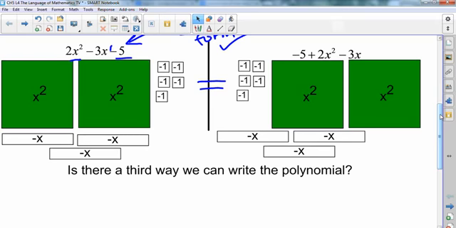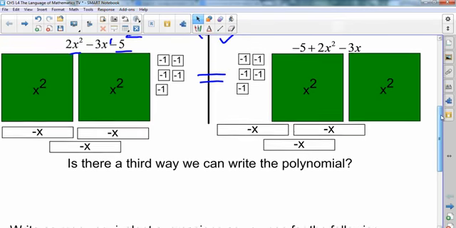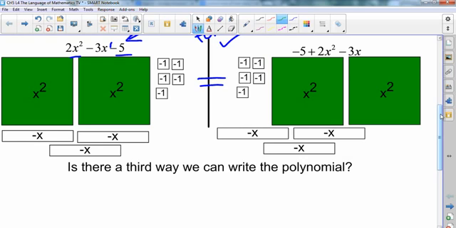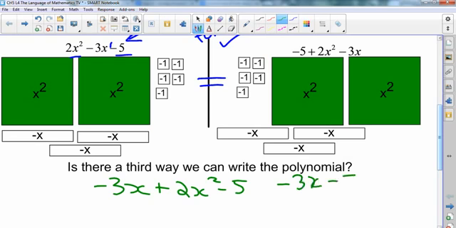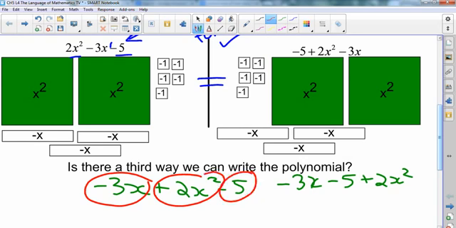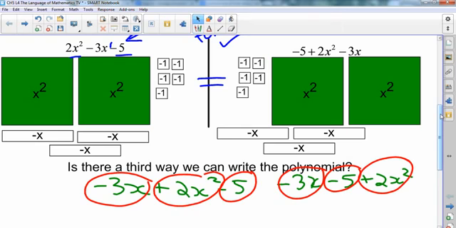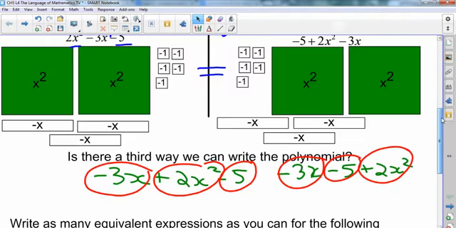And so is there a third way? Well, there are many other ways that we could write this polynomial, just by changing the order. So maybe we go negative 3x plus 2x squared minus 5, or negative 3x minus 5 plus 2x squared. Anyway, we can switch them around. What I want you to keep in mind, though, is that the sign is following the term. Whatever is negative and whatever is positive isn't switching. The x squared is always staying positive, and the x and the constant are always staying negative.